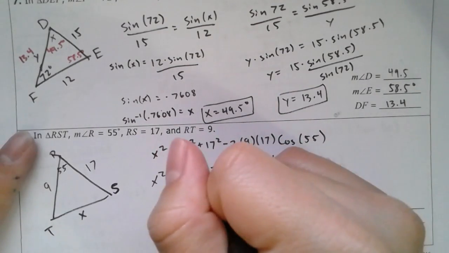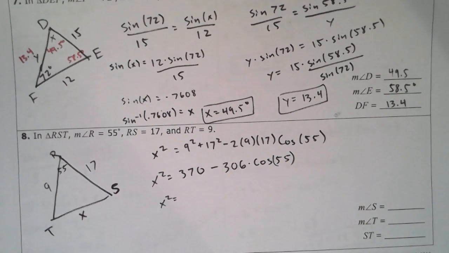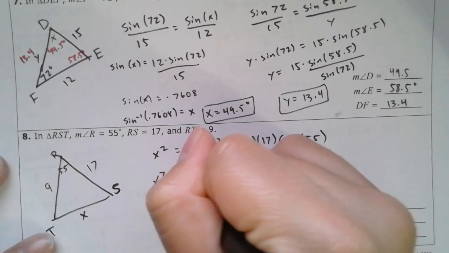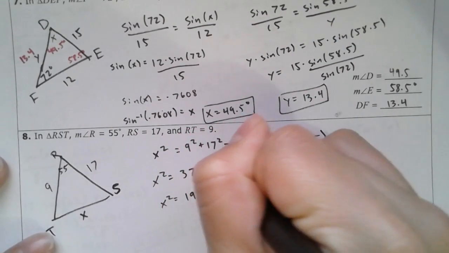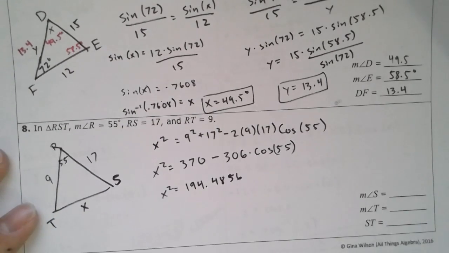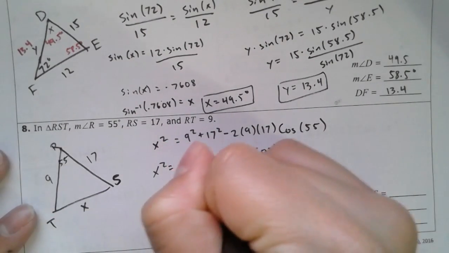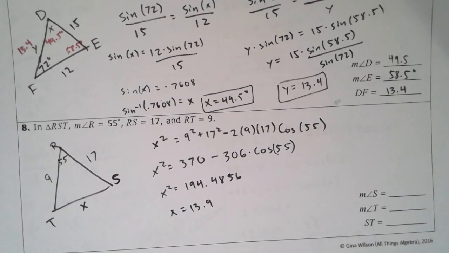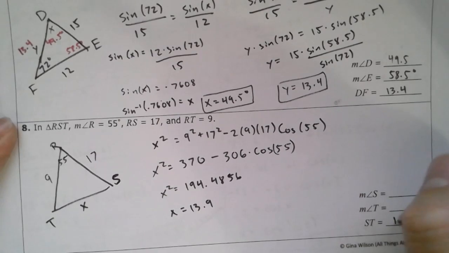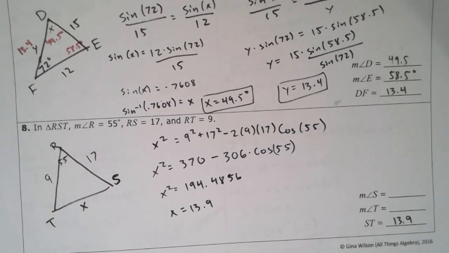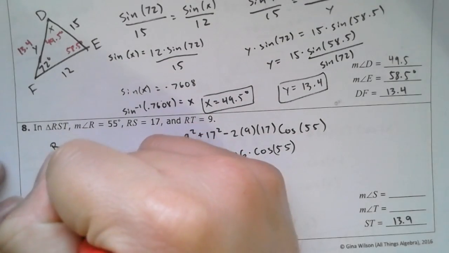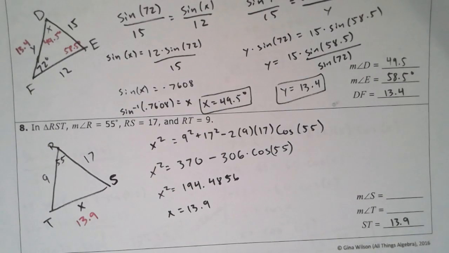And then compute this, you're going to get x squared is equal to 194.4856, and then take the square root of both sides. You're going to get that x is equal to 13.9. So then that means ST is 13.9. Next thing, we're missing two angles now. I have all three sides given. I can approach again with law of cosines technically, right? So that would be one way.